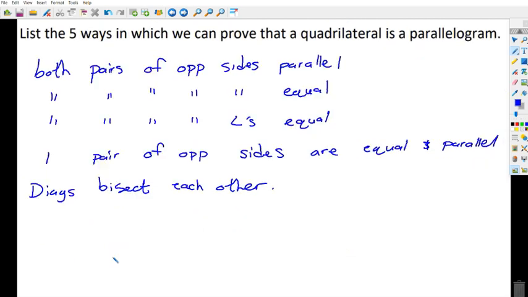Now we're just proving that a quadrilateral is a parallelogram. Very different. I hope you can see the difference. So we've got 5 ways. We've got both pairs of opposite sides are parallel.